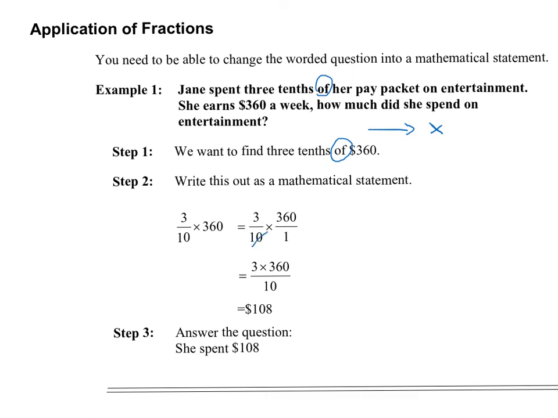We can cancel out 10 there, 10 goes into 10 once, 10 goes into 360 36 times, or we can just cross out the zeros. And then when we perform the multiplication, 3 times 36 will get the answer of $108. Because the question was a worded question, we need to give the answer as a worded answer. So she spent $108 on entertainment.